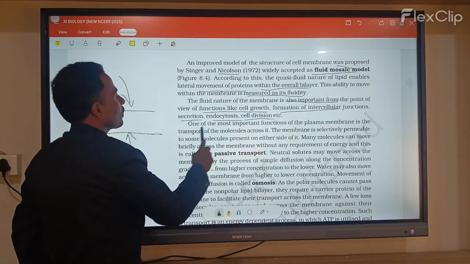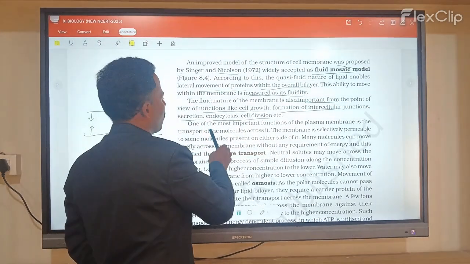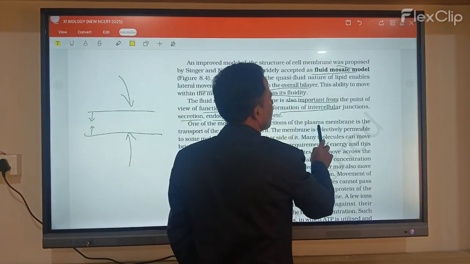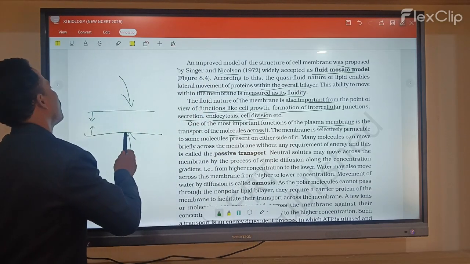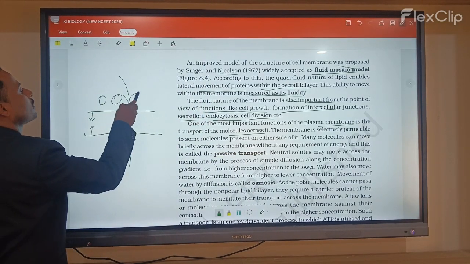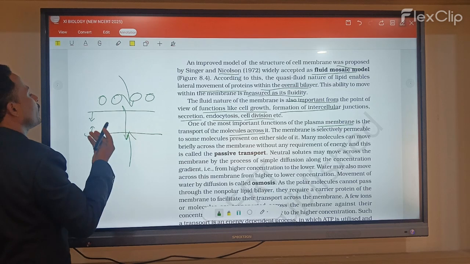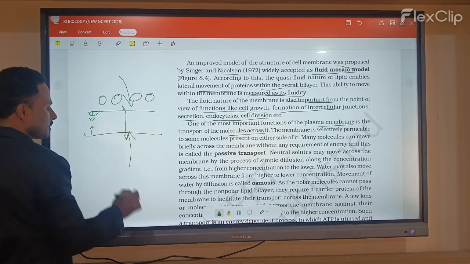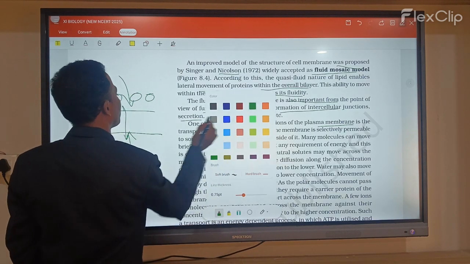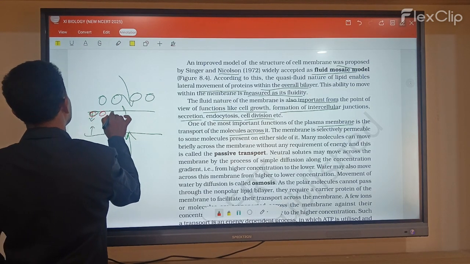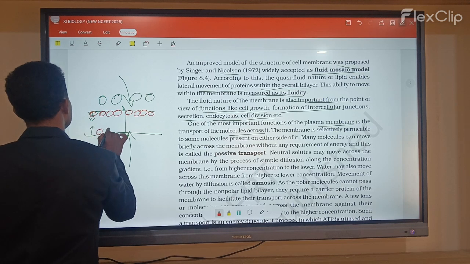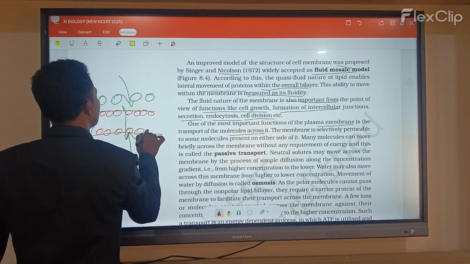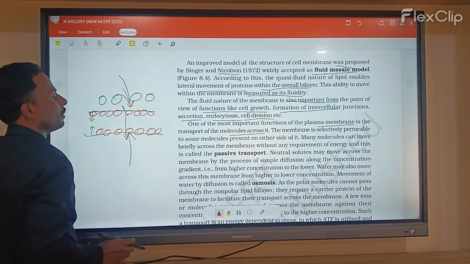Okay. Next, one of the most important functions of the plasma membrane is the transport of molecules across it. Molecules move from a higher concentration to a lower concentration. It is a part of the membrane. Yes, it is a part of the membrane. So the molecules get moved through the membrane.